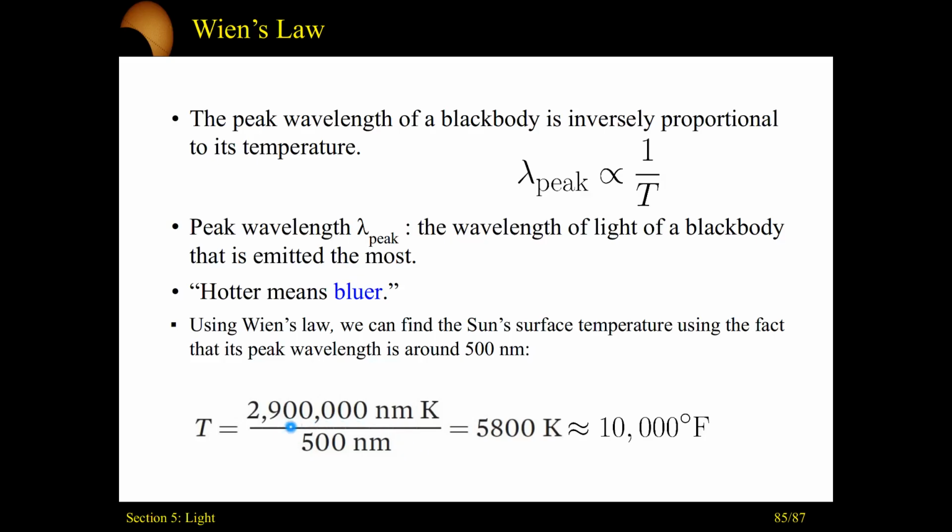You look at the sun, and we'll find that the peak wavelength coming from it is around 500 nanometers. This gives 2,900,000 nanometer kelvins. That is the proportionality from Wien's law. And that translates to the sun having a peak temperature around 5,800 K, or 10,000 degrees Fahrenheit.